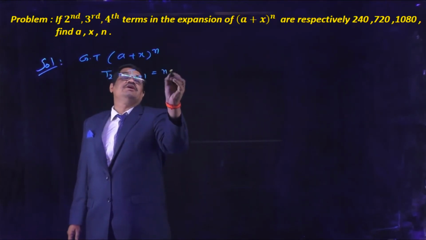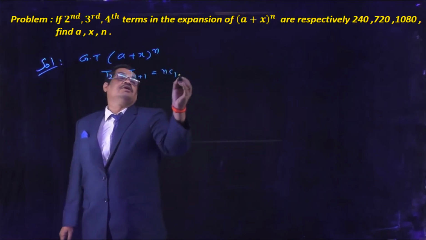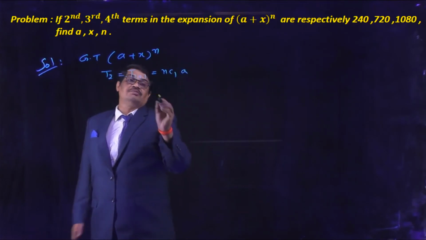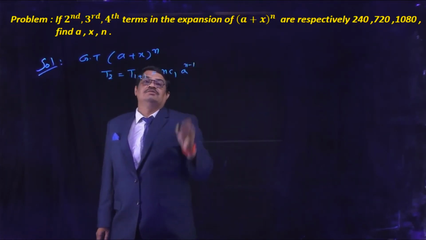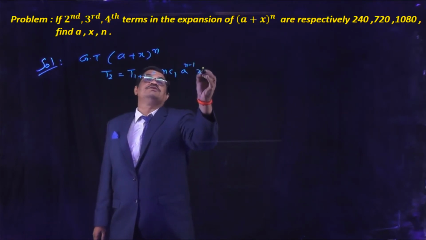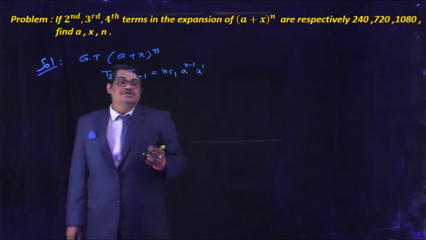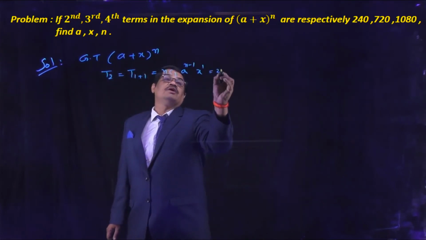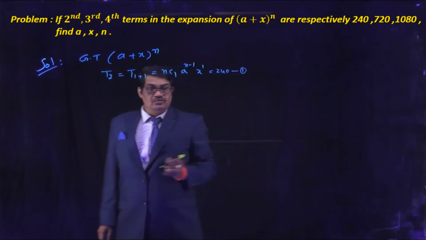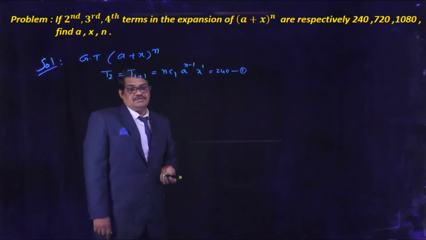Here nC1, where r is 1, into the first term a to the power of n-1, into the second term x to the power of 1. This term value is given as 240. That is the second term.